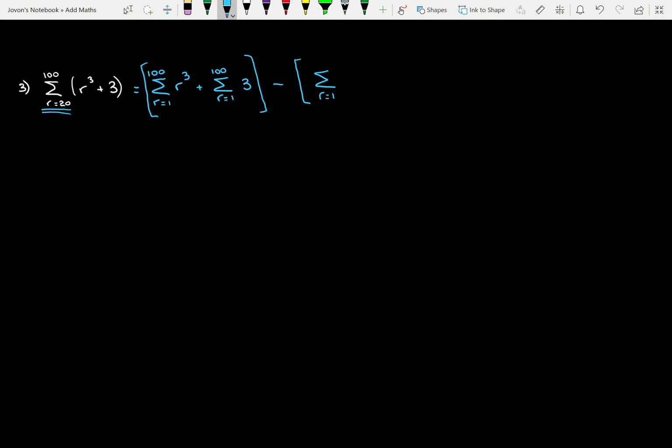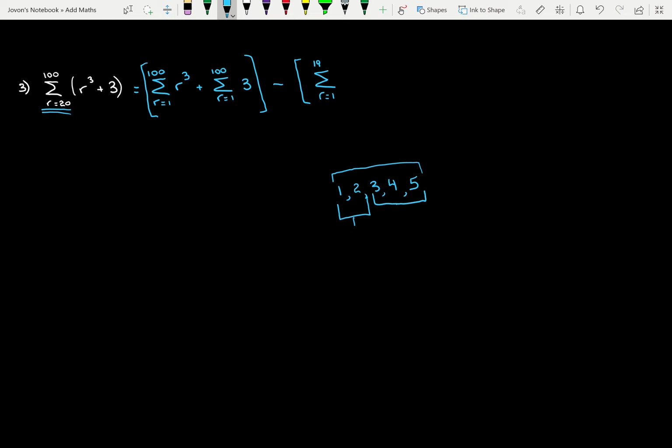To 19. Okay, so all it's basically saying is, let's say we want to add 1, 2, 3, 4, 5, right? And let me say we just want to find this. All we're doing is finding this and subtracting this, and that will give us this. That's the logic we use in here. So notice when we find what we minus, it is from r is equal to 1 to 19, because we still want to include the 20th term in our sum.